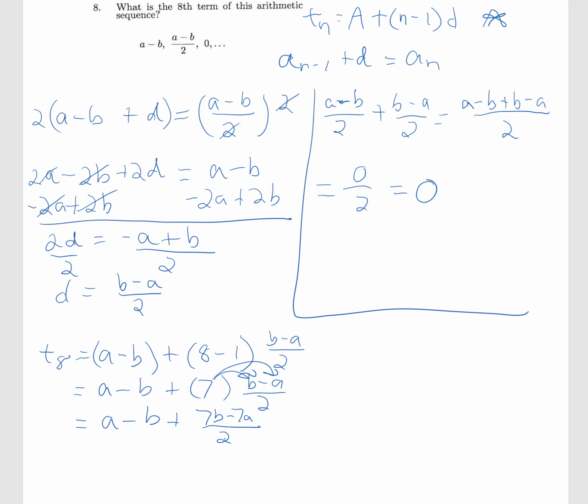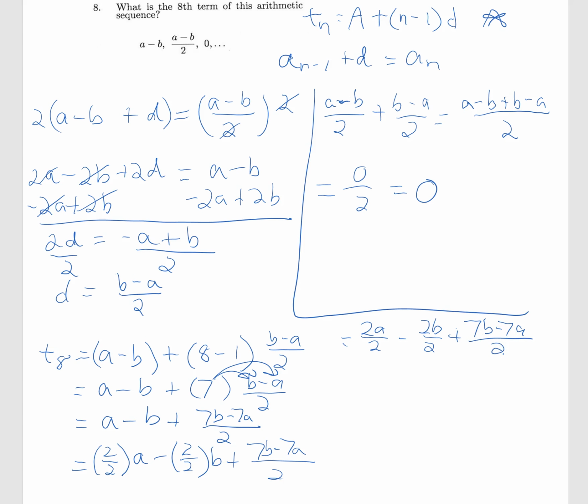And so the next step is to try to get rid of that fraction. What I'm going to do is try to get everything as one fraction over 2. So to do that, I'm going to multiply 2 over 2, which is just the same as 1, times a, and 2 over 2 times b. Moving up here, this is going to give me 2a over 2 minus 2b over 2 plus 7b minus 7a over 2.